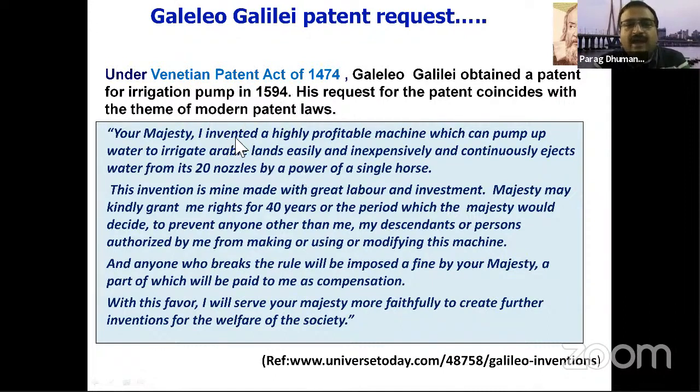He says that I have invented a highly profitable machine which can pump and irrigate the land easily and inexpensively. So it is a definitive inventive step, and continuously ejects water from 20 nozzles. This invention is mine, so I have the absolute right for it with great labor and investment. Your Majesty may kindly give me the rights for 40 years, or the period which Your Majesty would decide, to prevent anyone other than me, my descendants, or the person authorized by me from making, using, or modifying this machine. So he is wanting the exclusive patent rights.